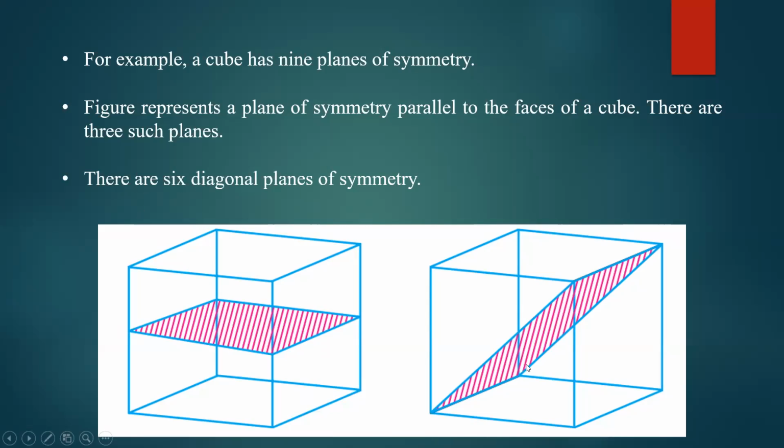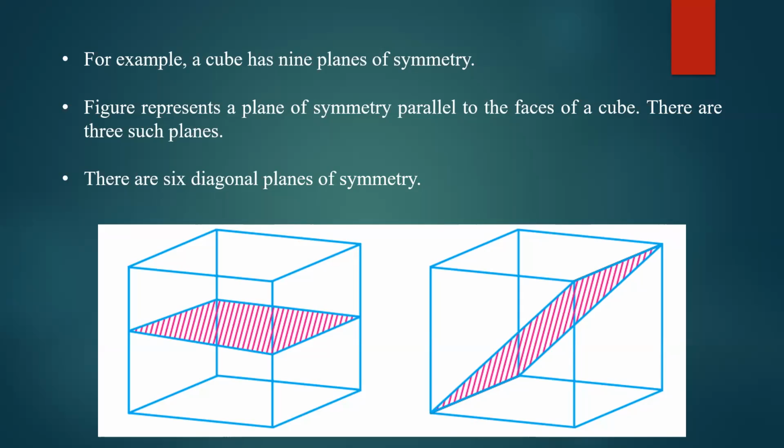That will cut the plane, that cube, into 2 identical halves. Identical mirror images of the cube can be observed by 9 different planes of symmetry. Therefore, a cube has 9 planes of symmetry. That is how you can understand the plane of symmetry.